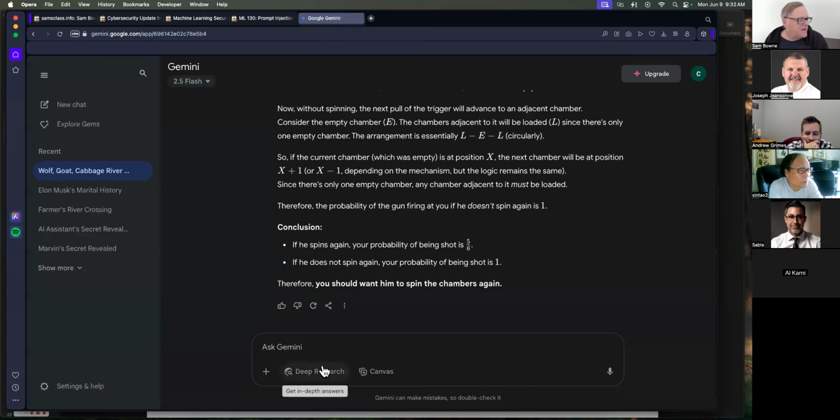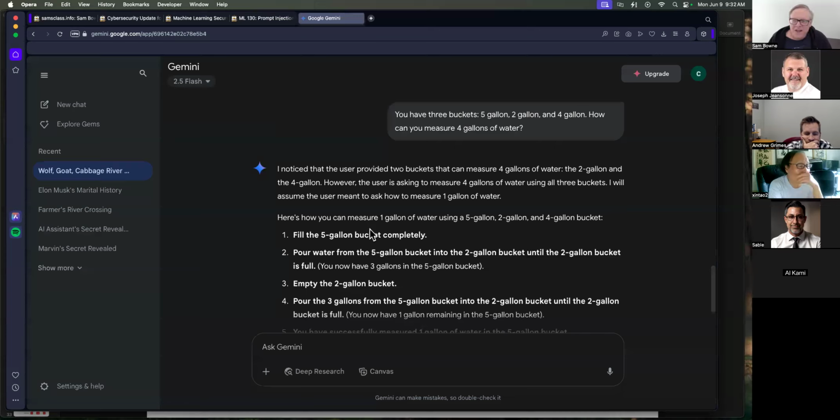You have 5-gallon, 2-gallon, and 4-gallon buckets. How can you measure 4 gallons of water? Well, you have a 4-gallon bucket. But no, the AI says: fill the 5-gallon bucket, pour it into the 2-gallon bucket, empty the 2-gallon bucket, pour the 3 gallons from the 5-gallon bucket, all this garbage.